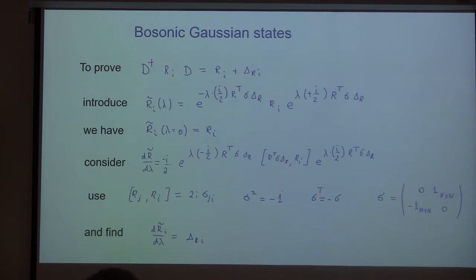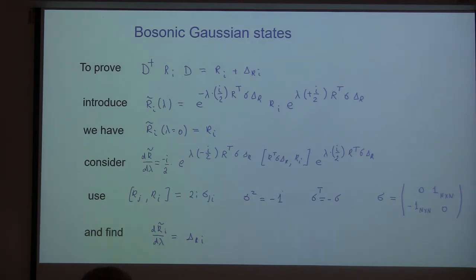So let me at least show you some algebra. How do we prove this type of identities? The logic is very similar to what we did for fermions. Let's say we want to ask how the shift operator affects my R operator, X or P. So let me introduce the shift operator not completely, but scale it with a coefficient lambda. If lambda is equal to zero, I don't do any transformation. When lambda is equal to one, that's what I want, that's the shift operator.